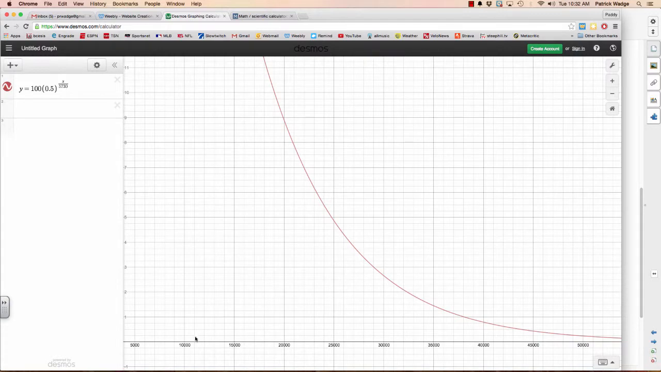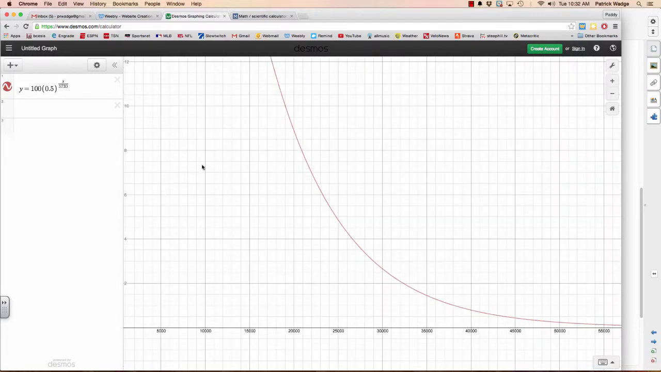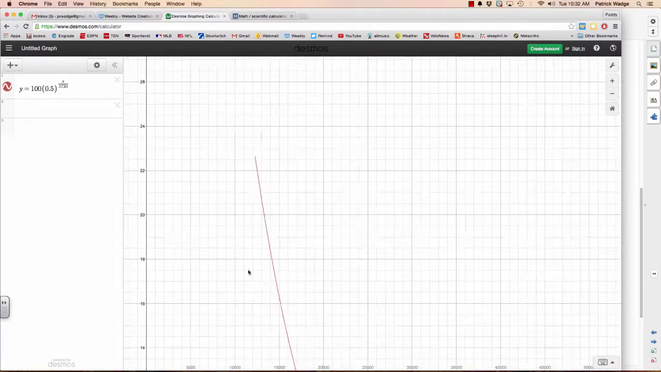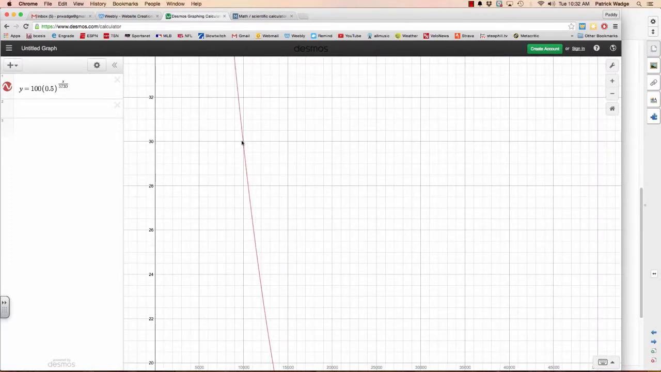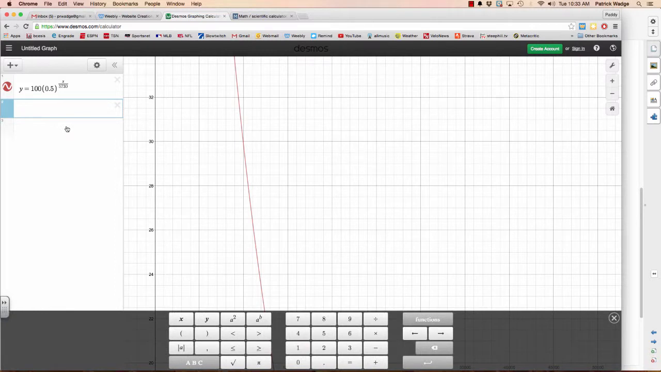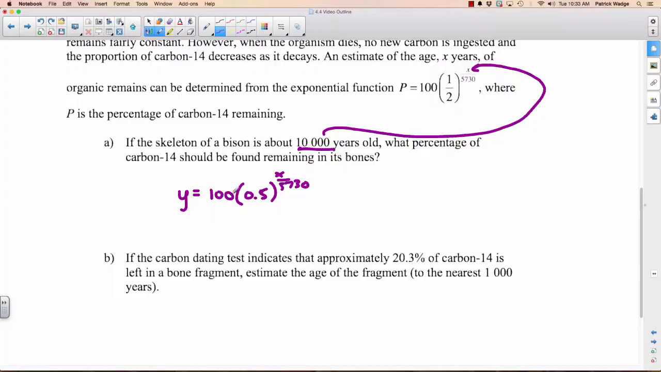So we go to 10,000 right here, and we go up until it reaches the curve. So I'm moving up, I'm moving up, I'm moving up. This is it right here, and you can either click on it and get it that way. It's a little finicky, but you can definitely do that. Or the other thing you can do, and this is nice about Desmos, you don't only have to have y equals, you can also put x equals. So I'll put x equals 10,000, and now you have the exact spot right there. It's 10,000, comma 29.8. So 29.8% of the carbon-14 should be left.